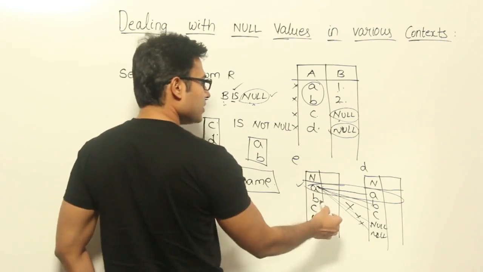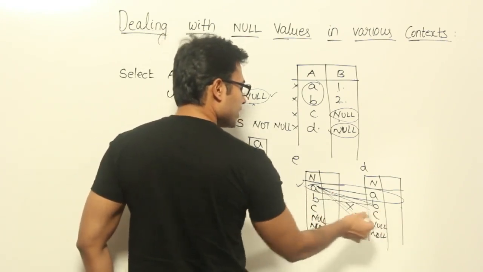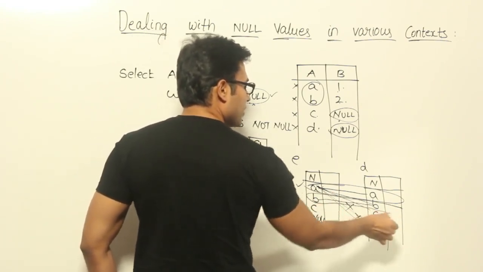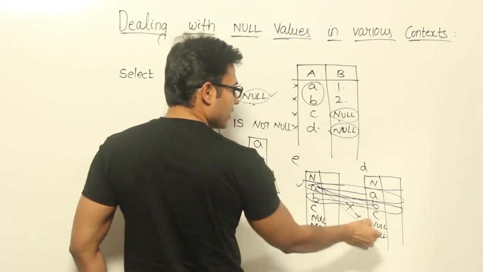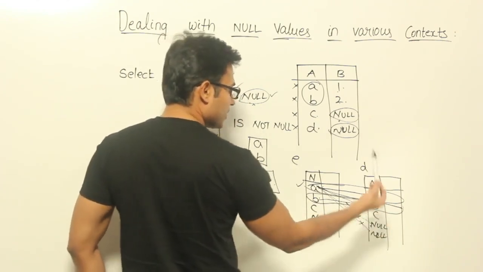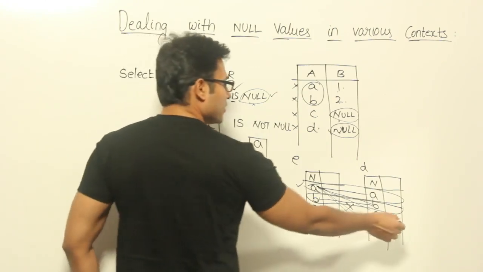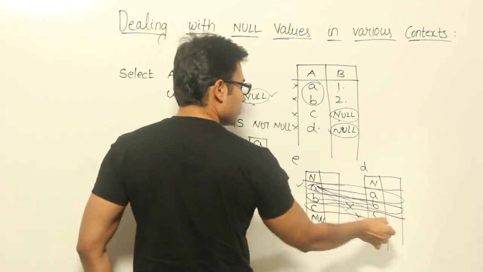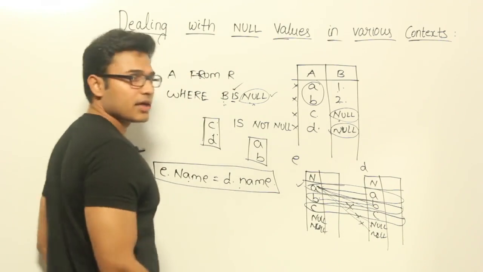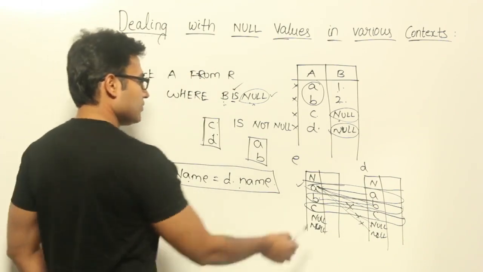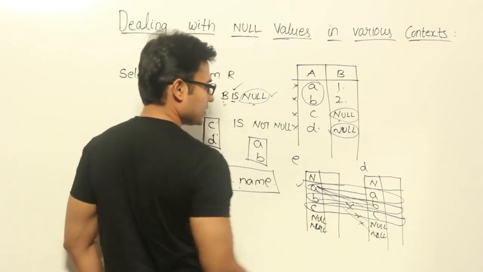Same thing happens with B, only this particular row will be selected, right? And when B is compared with null, that one will not be selected, and B compared with null, that one will not be selected. Similarly for C also, only this row will be selected because these two are matching. And when you compare C with null, same thing happens, that will not be selected.